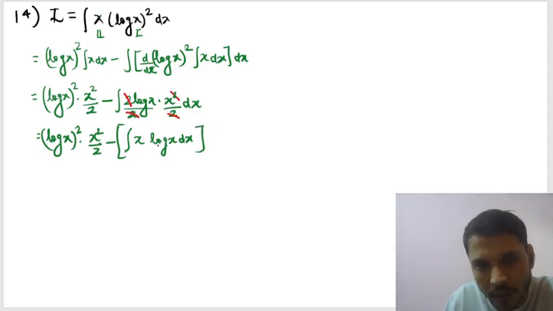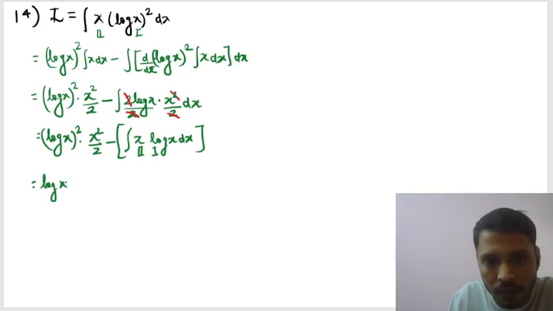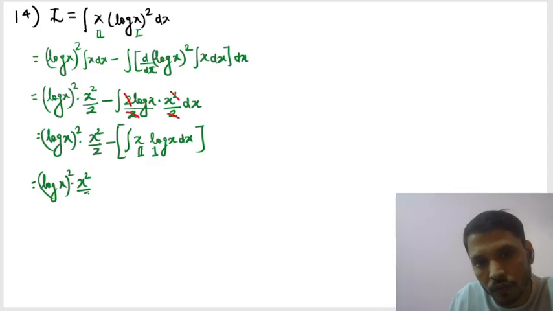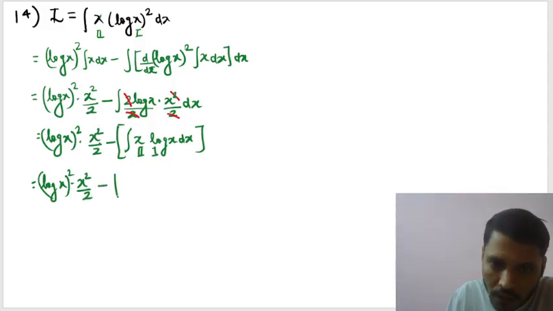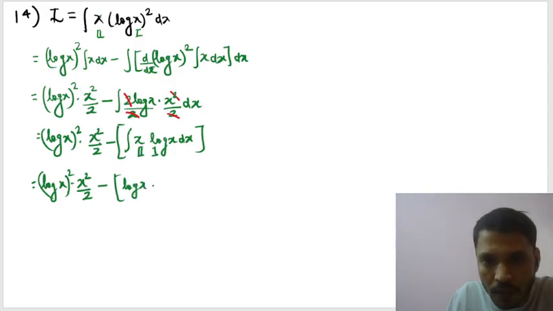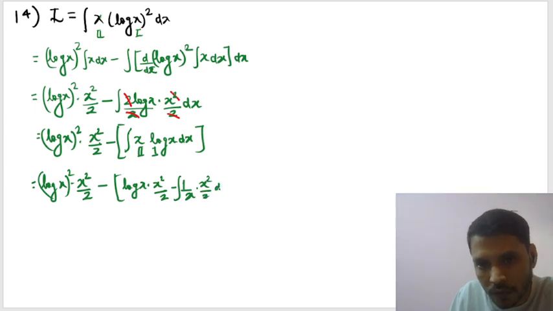Here, let this be the first function and this be the second function. That means our log x whole square will be as it is, and this x square by 2 will also be as it is. Here we will write the first function, log x, as it is, and the integration of the second function, which is x square by 2, minus the integration of the derivative of log x, which is 1 by x, and the integration of x, which is x square by 2, into dx.